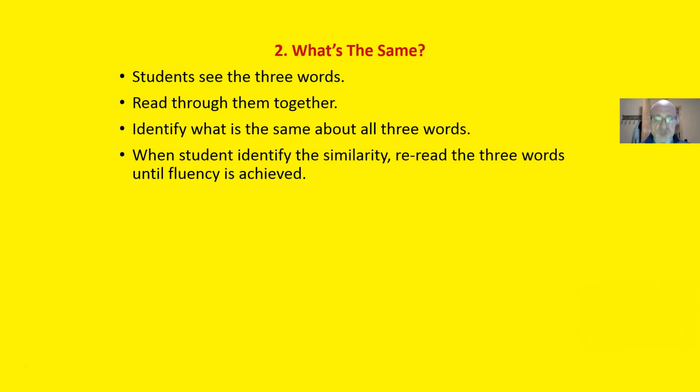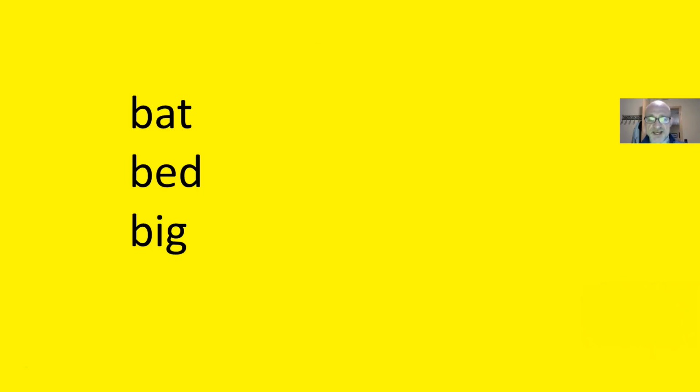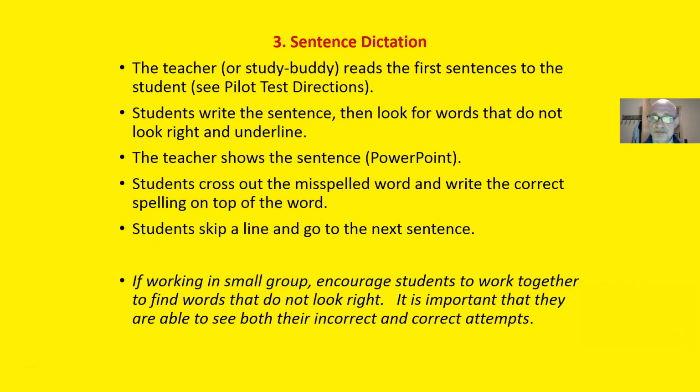What's the same? Similar, they see 3 words, and they have to tell you what's the same about these 3 words. Bat, bed, big. And depending on the level, some students can read the 3 words by themselves. With some, you may need a little help here.